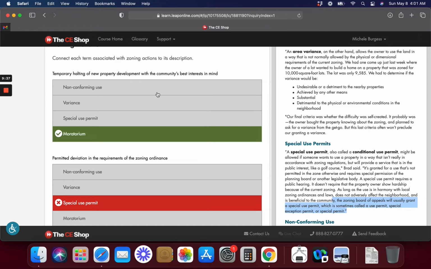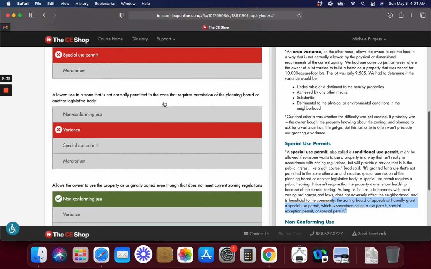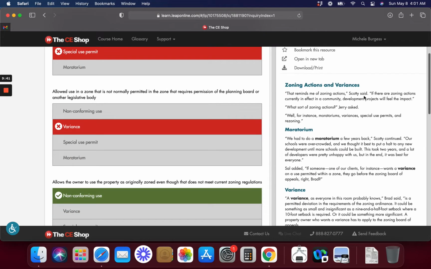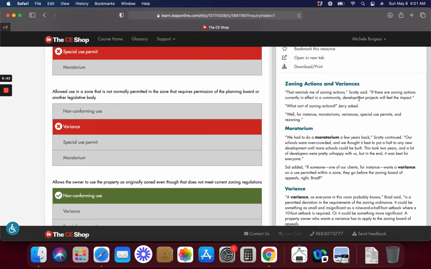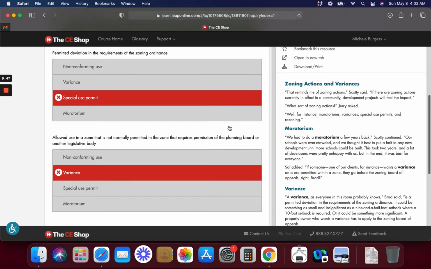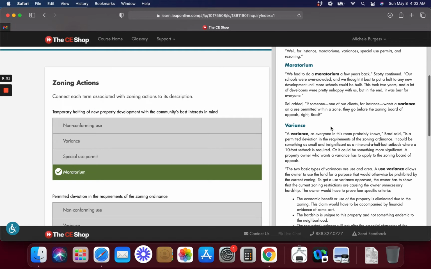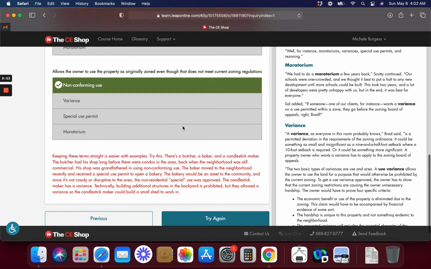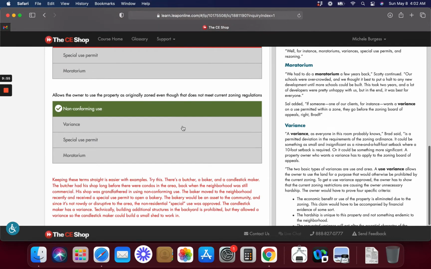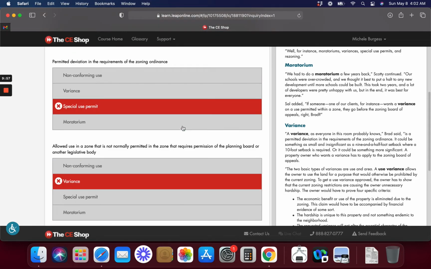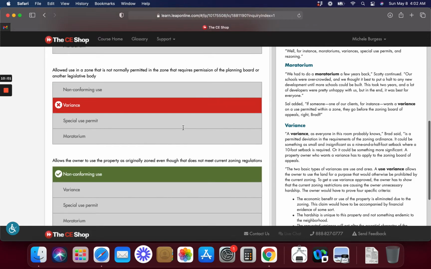All right, so we got this one right, moratorium, even though it doesn't say temporary halting. It doesn't say it's going to temporarily halt the property development. So that was kind of tricky. Okay, non-conforming use. Okay, let's go back and take this again.